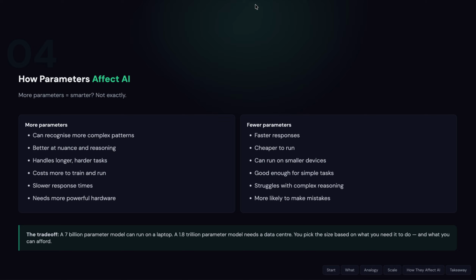So this is why we can see huge growth with cloud AI services. They have so many different models at different price points, and we're really paying for the parameters and the compute power that is needed to run these.